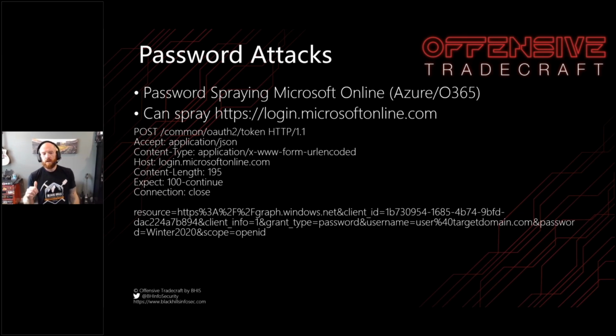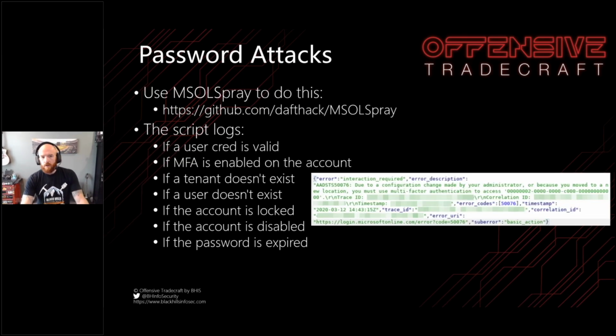But if you change the client ID to one of the other services, like there's one for 365, there's one for SharePoint, it'll look like the user's just straight up authenticating from one of those. So we're going to use MSOL spray to do this. We're going to do a password spray, and the script logs a ton of stuff because that endpoint is just so verbose.